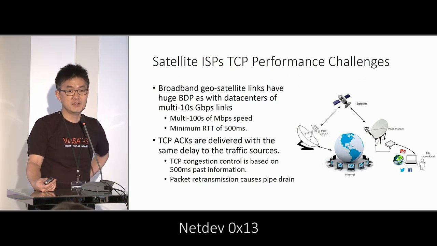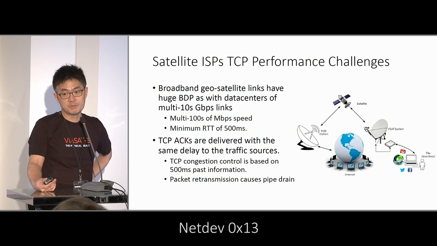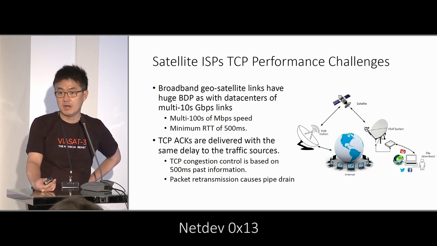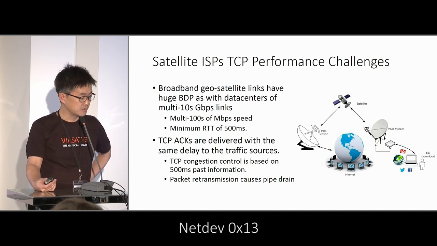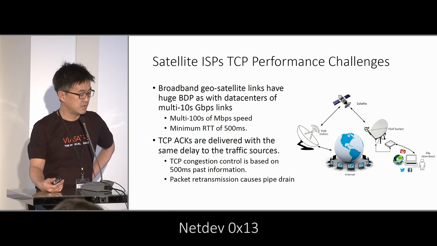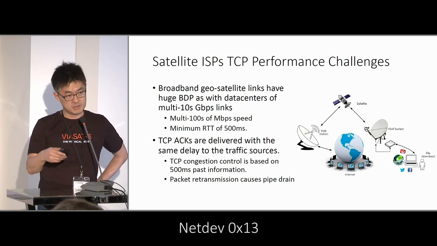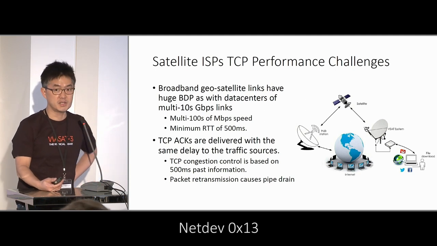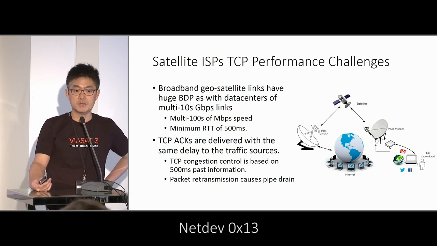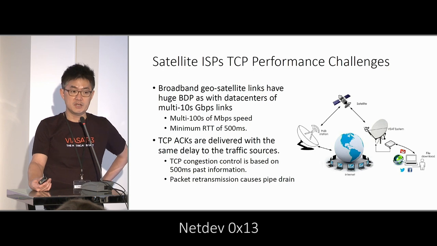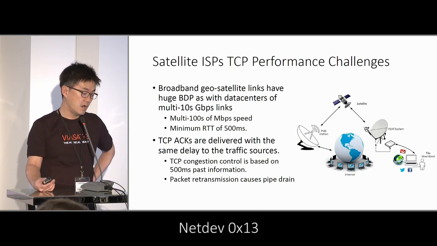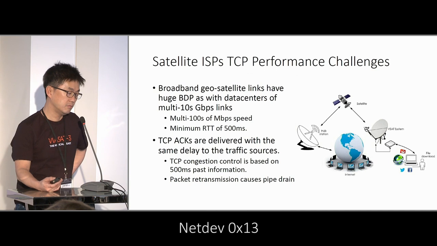And not only that, the ACKs are coming back with a 500 millisecond delay. So any congestion control algorithm is dealing with 500 millisecond late information. So it's very tough. Also, any packet retransmission happening on the satellite link is going to hold up the pipe. It's going to drain the pipe, because TCP cannot transmit new packets during the RTT where we see the retransmissions. So that causes a lot of performance issues.